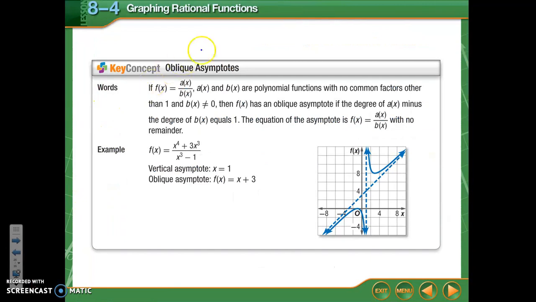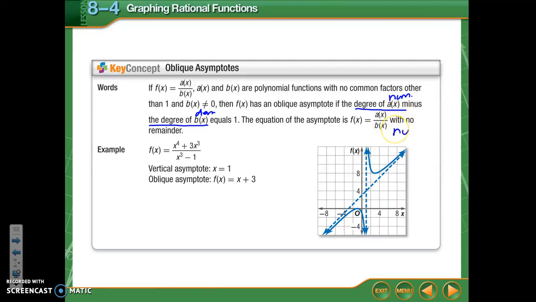All right, next we are going to talk about something called oblique asymptotes. Oblique asymptotes are basically diagonal asymptotes, or asymptotes that are not vertical or horizontal. They look like diagonal. So if I have a rational function where I've taken out my common factors, f of x has an oblique asymptote if the degree of a of x, which is the degree of the numerator, minus the degree of b of x, which is the degree of the denominator, equals 1. So if the difference between the numerator and denominator is 1 as far as the degrees go, it has an oblique asymptote.